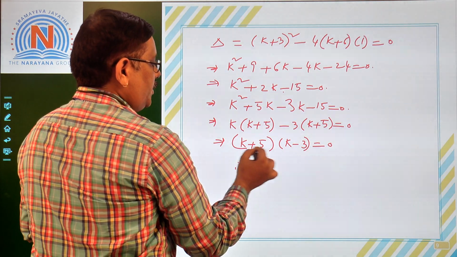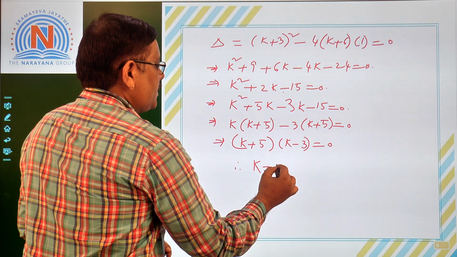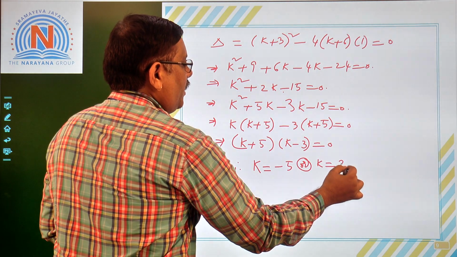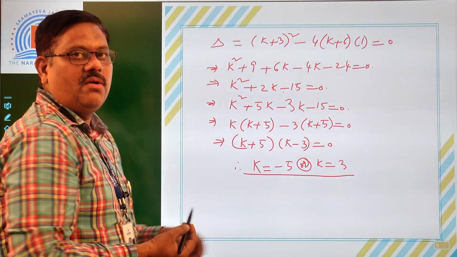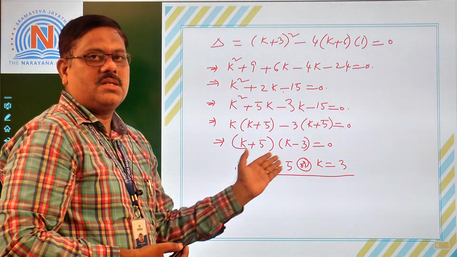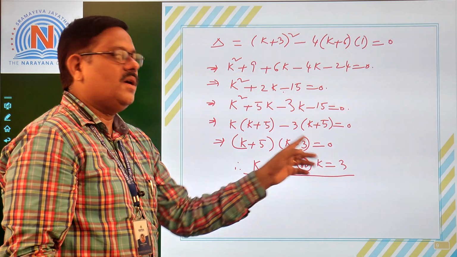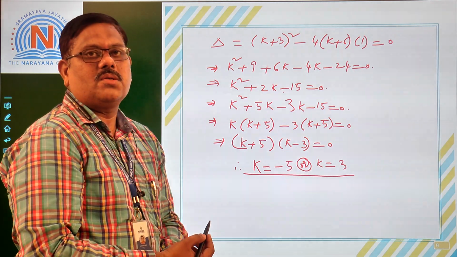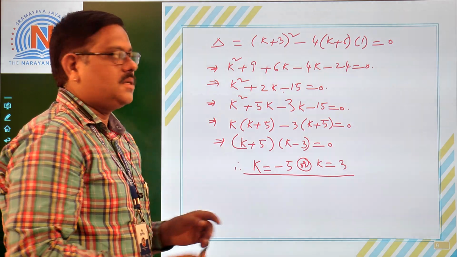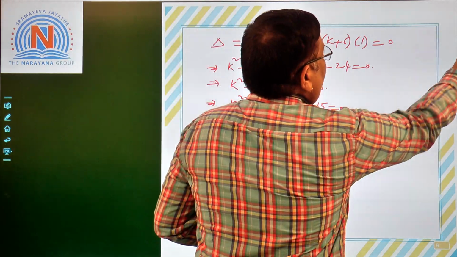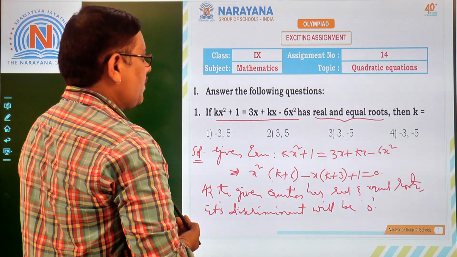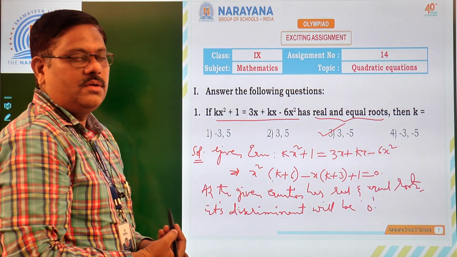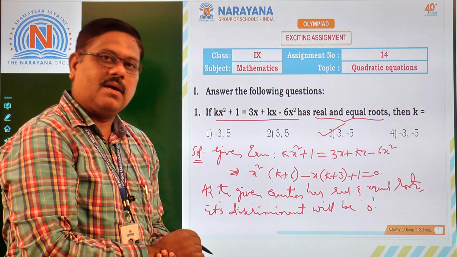Therefore, by zero product rule, either k is equal to minus 5 or k is equal to 3. So either k can take the value of minus 5 or 3. There is no restriction on k value as taking minus 5 or plus 3. So you can take any of the values, either minus 5 or 3. So k is either minus 5 or 3 is the right answer. Now let us see which option is that. K is minus 5 or plus 3. So that is nothing but the third option. So for the first question, third option is the right answer.